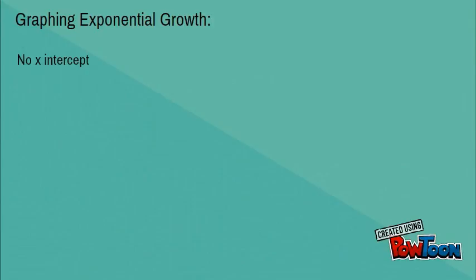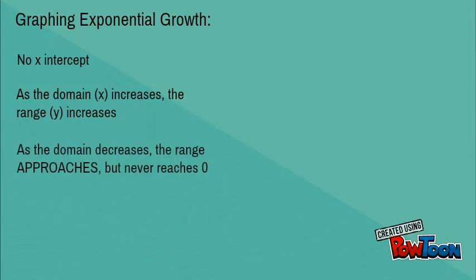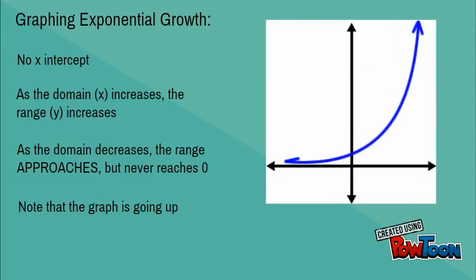Graphing exponential growth. No x-intercept. As the domain x increases, the range y also increases. As the domain decreases, the range approaches but never reaches 0. Note that the graph is going up.